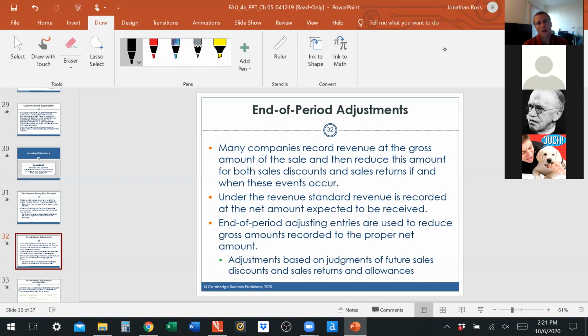And then at the end of the period, if they didn't return 2, right? They kept the 2, so they have all 10. Now you've got to go and book sales revenue again for the additional 2 because you originally only booked it for 8. Or if they return 3 instead of 2, so you were off in the other way, then you've got to debit sales returns and allowances. So that's what this appendix is talking about.